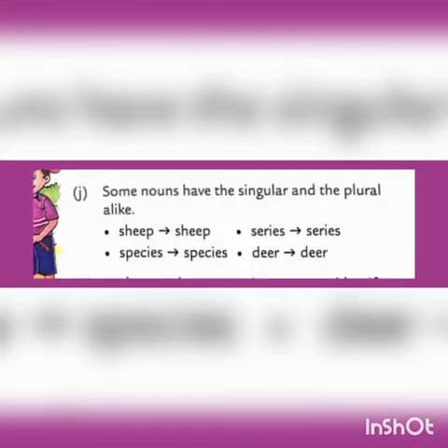There are some nouns which have the same plural form. For example, sheep. The plural for sheep is sheep. Similarly, it is for series, species, and deer. All of these have the same plural form.